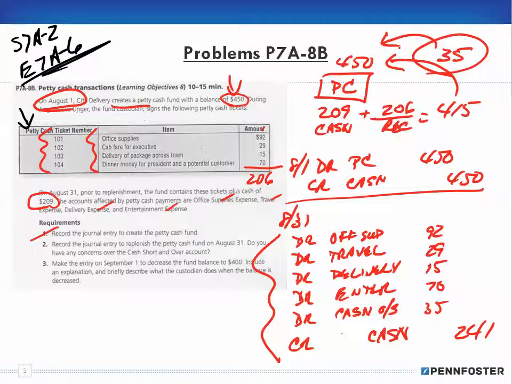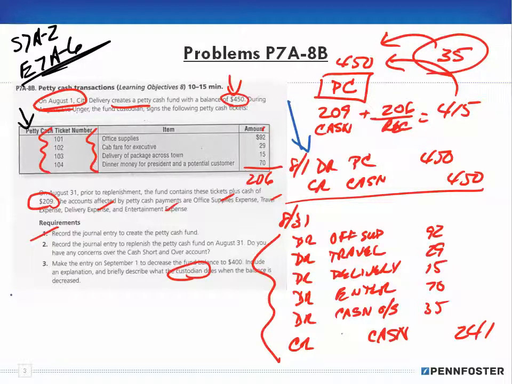All right, so then number 3 says, make an entry on September 1st to decrease the fund balance to 400. Include an explanation and briefly describe what the custodian does when the balance is decreased. All right? So the custodian being the person who controls the petty cash fund. So on 9/1, right, let me just quickly back up. Remember, the entry that we make to establish the petty cash fund is this entry here. Okay, debit to petty cash and credit to cash.